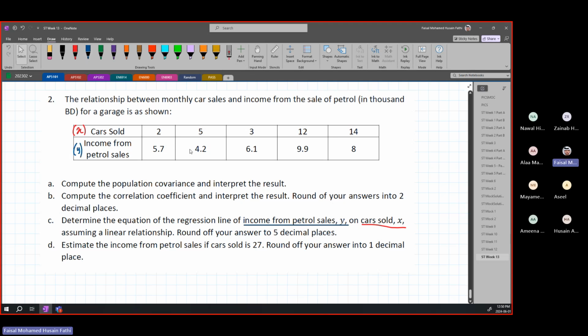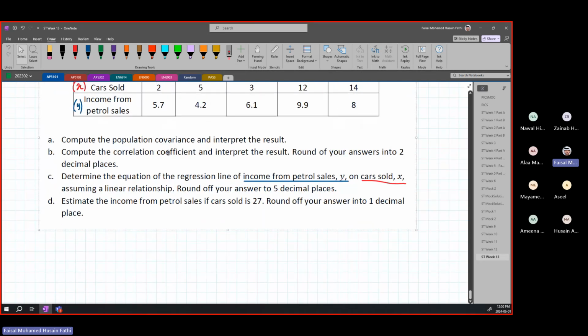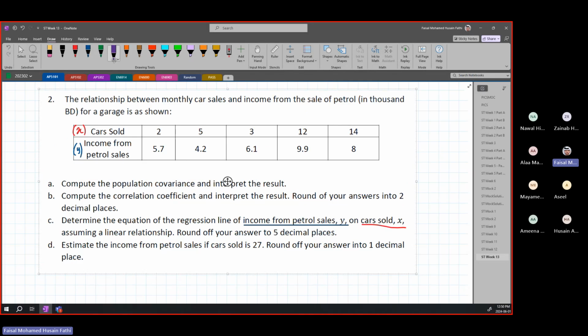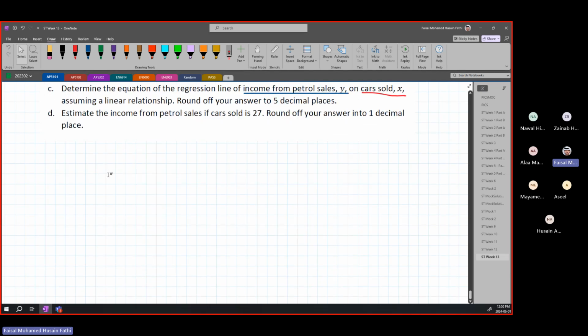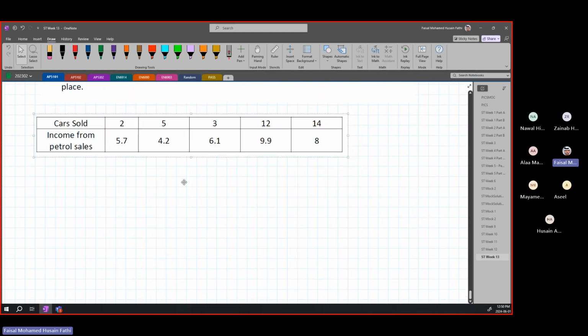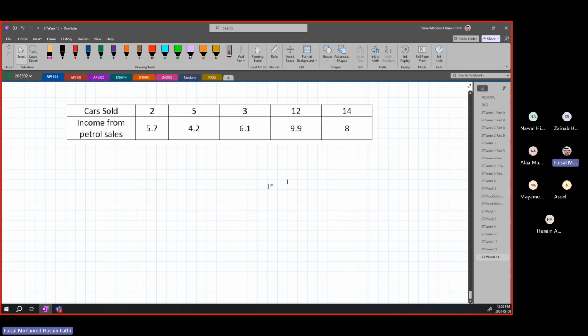Okay. And in this case, if you notice, we are given a horizontal table. Don't let that confuse you. You can do the exact same thing with the horizontal one. And keep in mind in this question, it is asking for population. So we're going to be using n, not n minus 1. So if we just look at how this will be solved very quickly.